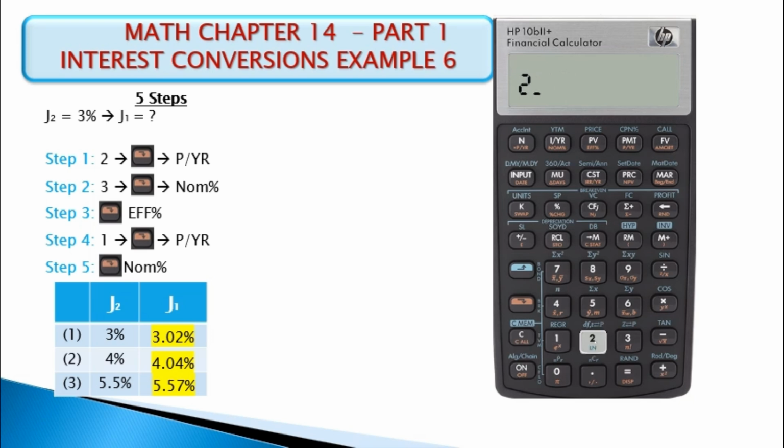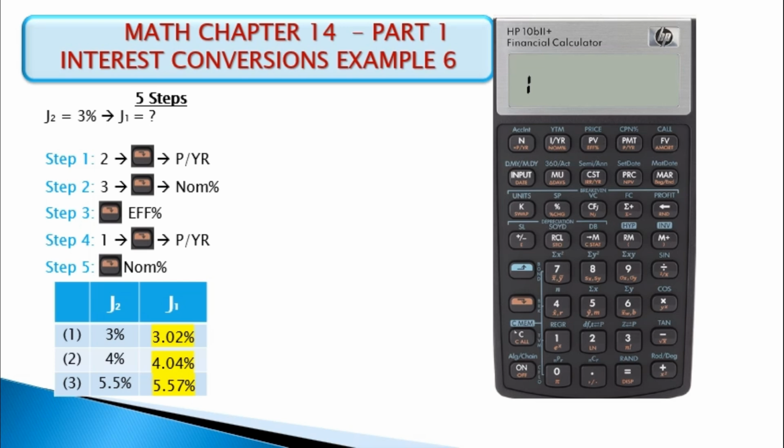What's step 1? 2. And step 2, done. Step 3, there. Now step 4 is what are we converting to? We want to convert to J1. So step 4 is 1. And step 5 is our answer.